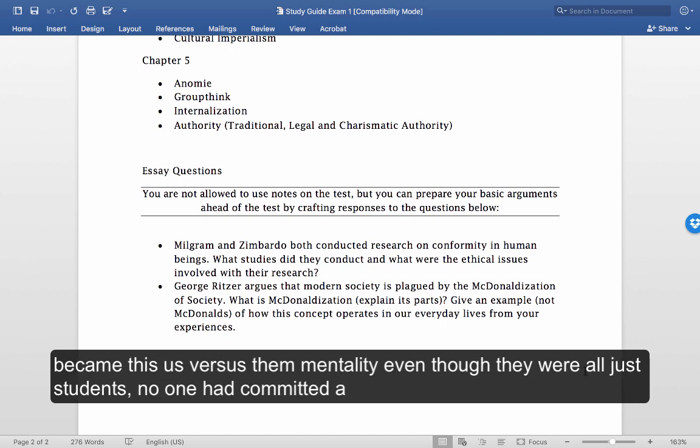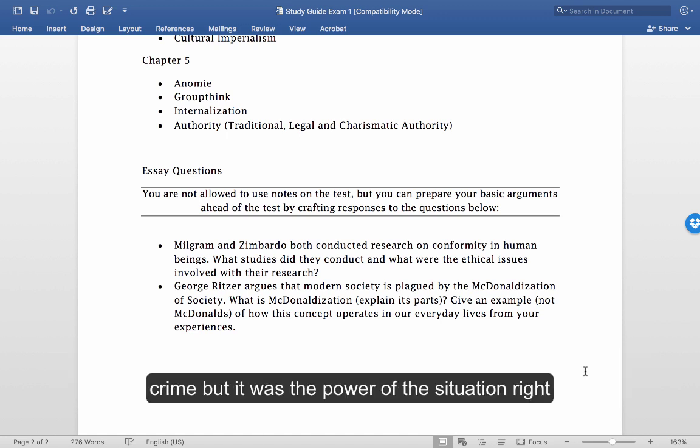And it really became this us versus them mentality, even though they were all just students. No one had committed a crime, but it was the power of the situation, right? Being a defined situation where you have social roles.